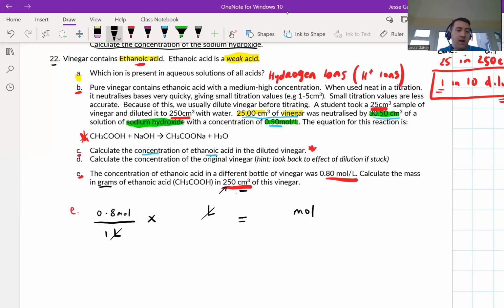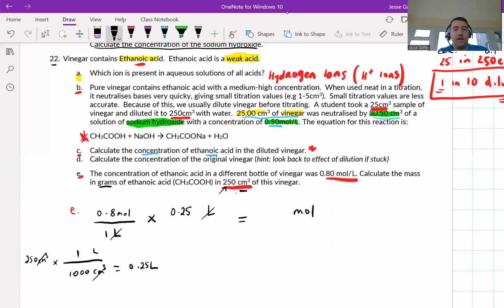Okay, so it's a little bit of rough work here. If you weren't sure, 250 centimeters cubed times by, and we want to convert from centimeters cubed to liters. Centimeters cubed should cancel with centimeters cubed and leave us liters. 1 liter for every 1,000 cm cubed, and you should get 0.25 liters. Okay, so this here is 0.25 liters.